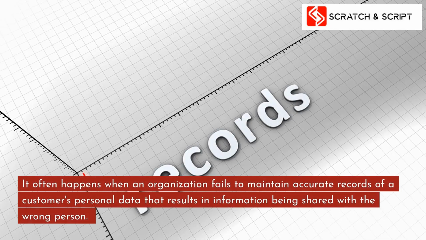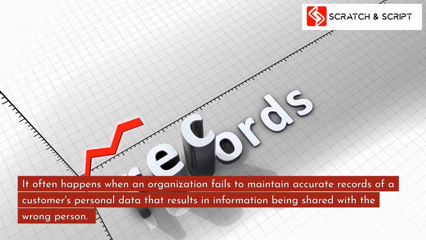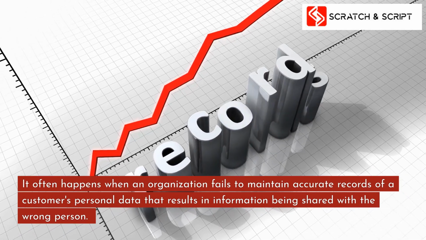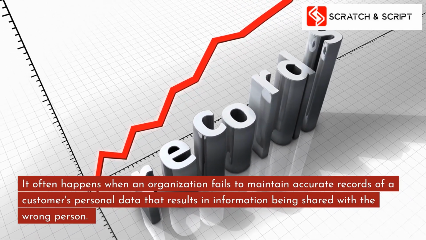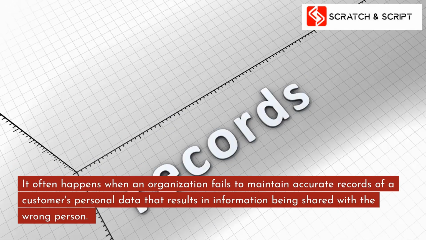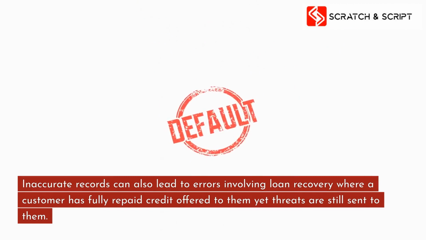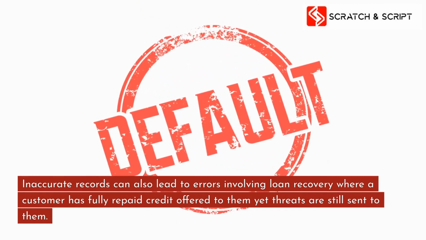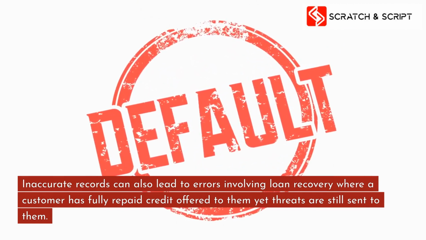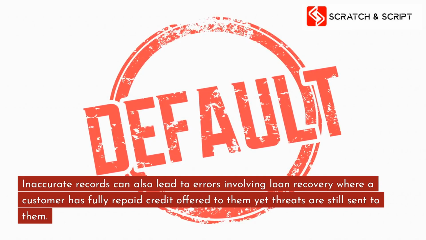It often happens when an organization fails to maintain accurate records of a customer's personal data, which results in information being shared with the wrong person. Inaccurate records can also lead to errors involving loan recovery, where a customer has fully repaid credit offered to them, yet threats are still sent to them.